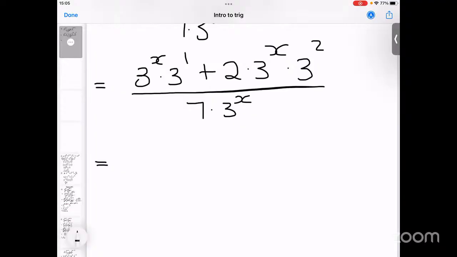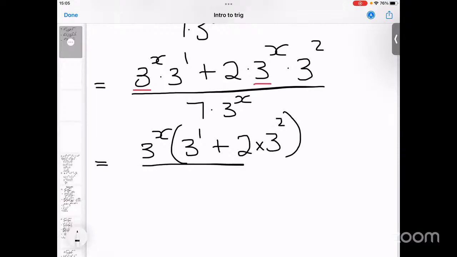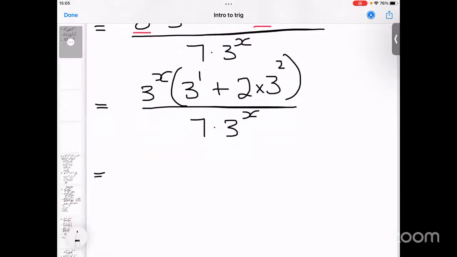So why did you do all of that? The reason you had to do that was so that you can take out 3 to the exponent of x as a common factor, whereby you have 3 to the exponent of 3 into 3 to the exponent of 1, plus 2 multiplied by 3 to the exponent of 2, and this is being divided by 7 multiplied by 3 to the exponent of x. So you see, you had to factorize because you wanted that to cancel with that.